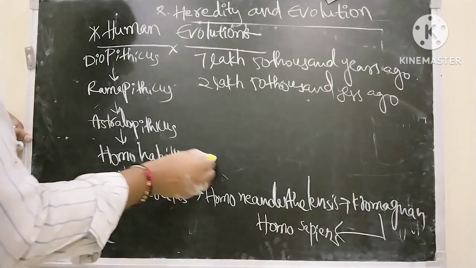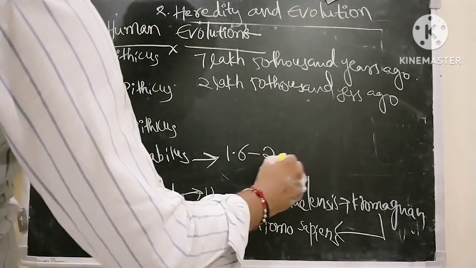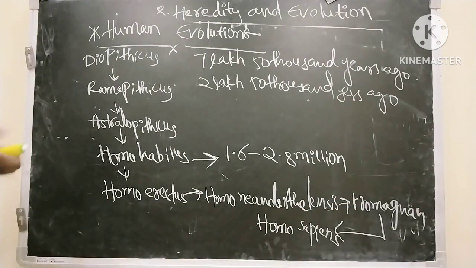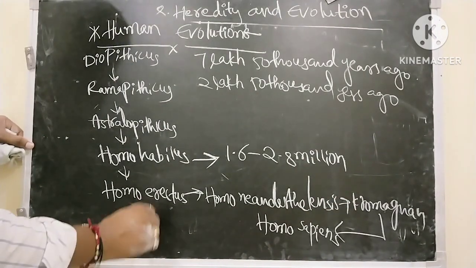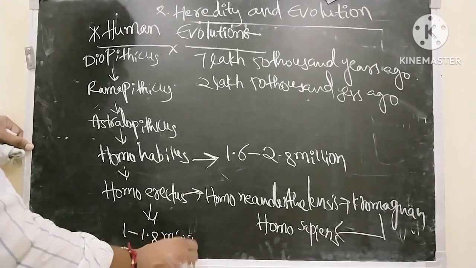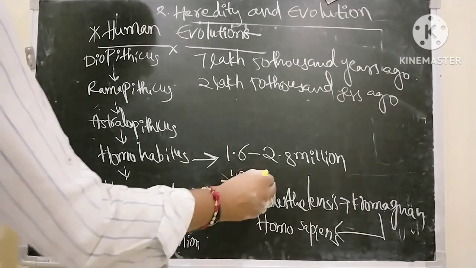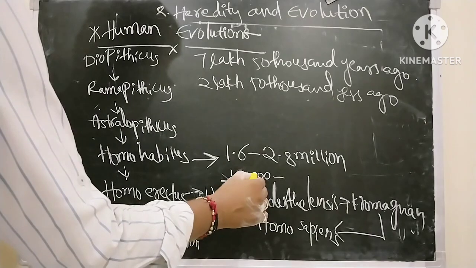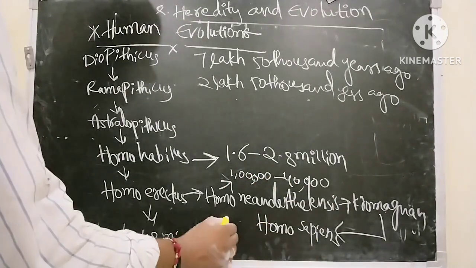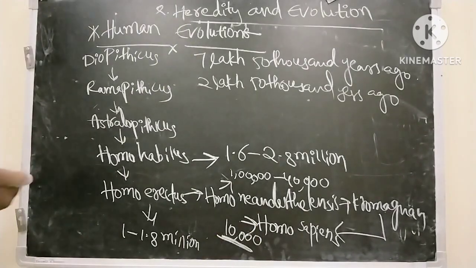So this Homo habilis is from 1.6 to 2.8 million years ago. This is present survival. And Homo erectus, this is 1 to 1.8 million years. And Homo neanderthalensis is from 1 lakh to 40,000 years ago. And we today, from 10,000 years ago onwards, are Homo sapiens.